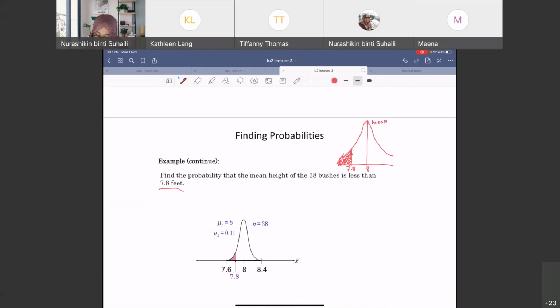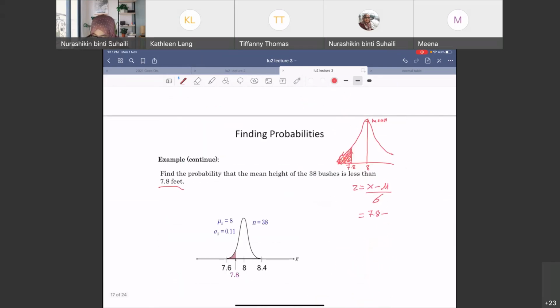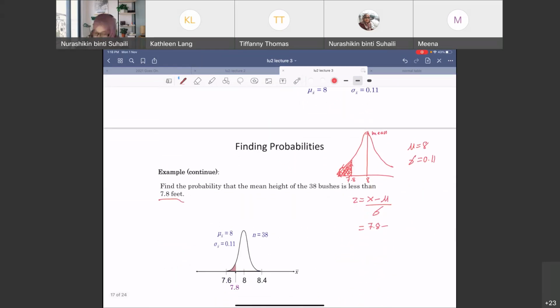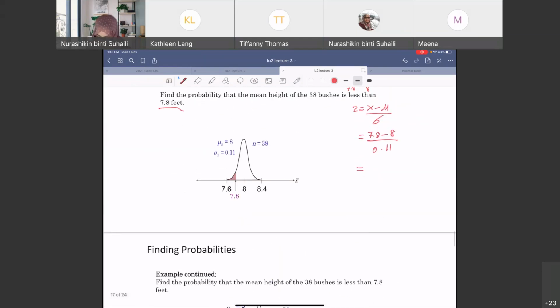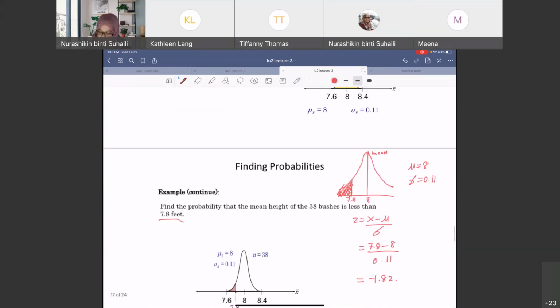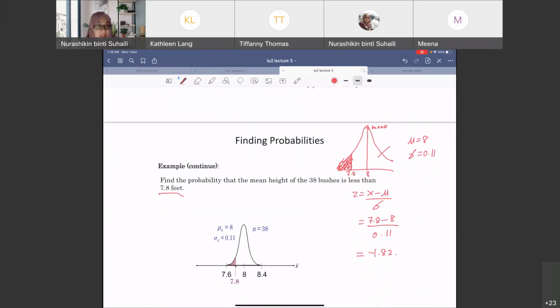Let me show here. Z is equal to X minus μ, divided by the standard deviation. X is 7.8, minus μ, which is 8, divided by σ, which is 0.11. That gives the value of minus 1.82. This is not the standard normal distribution yet. So the Z value is minus 1.82.